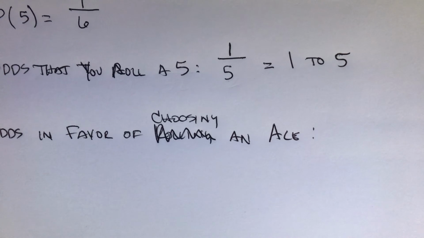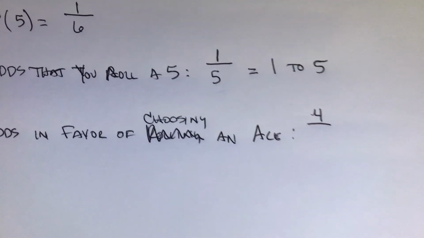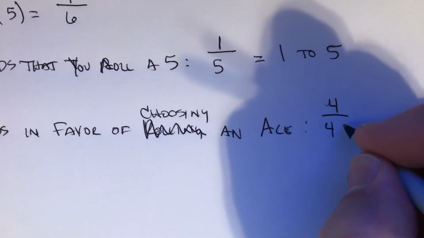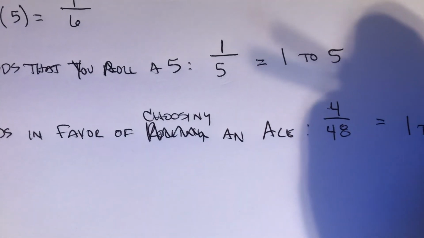Well, how many aces do I have? I have 4. How many non-aces do I have? 48. So my odds are 1 to 12.